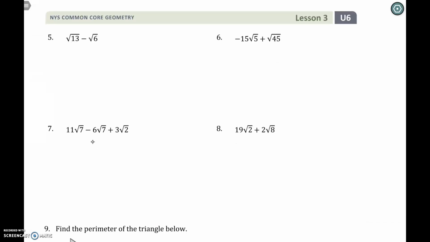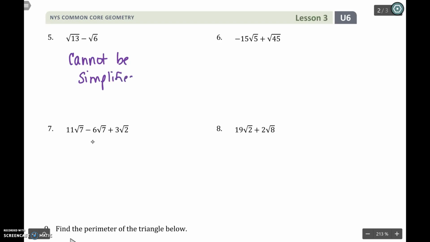Okay, if you look at number 5, neither of these is a like term, and neither of them can be simplified. So this is the answer. These cannot be simplified any further. So there is no further answer than that. On number 6, the radical 5 cannot be simplified, but the radical 45 can.